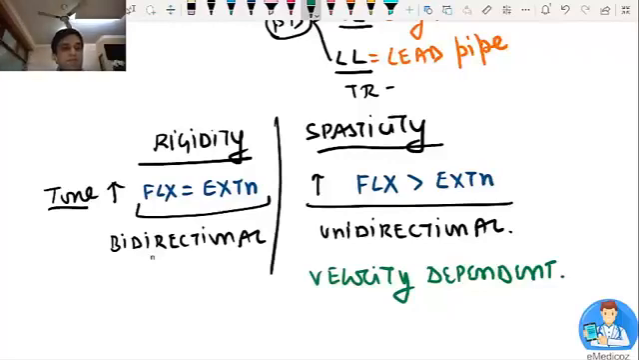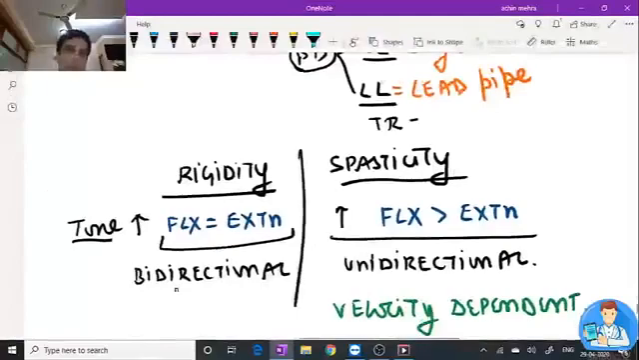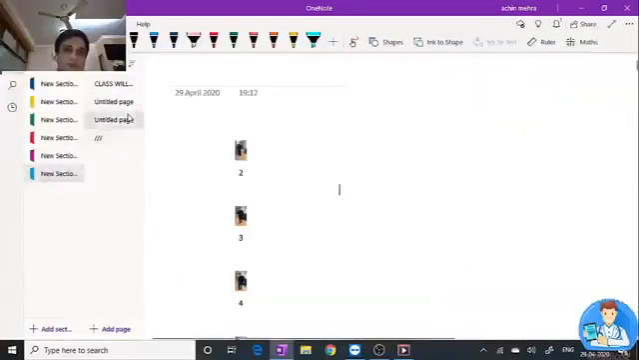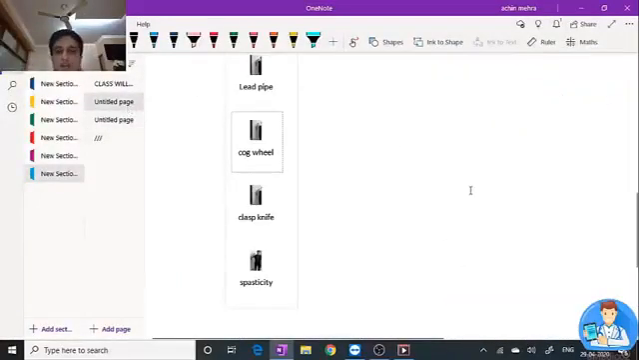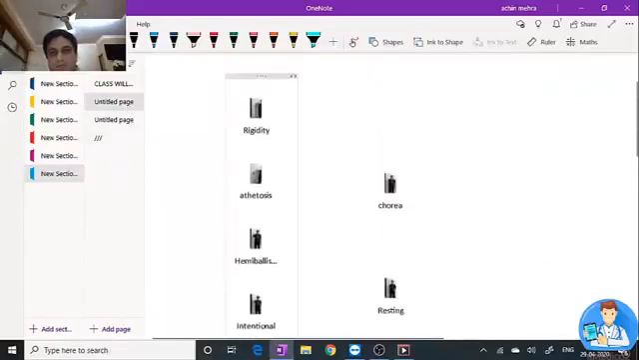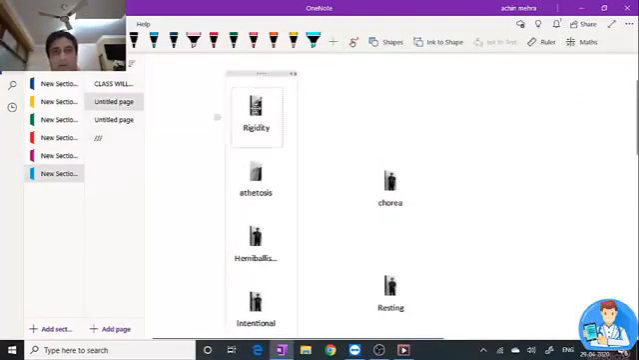Now what do you mean by all this? What is the meaning of this increase of tone in both the directions equally and in one direction? I'll show you the videos related to this concept.